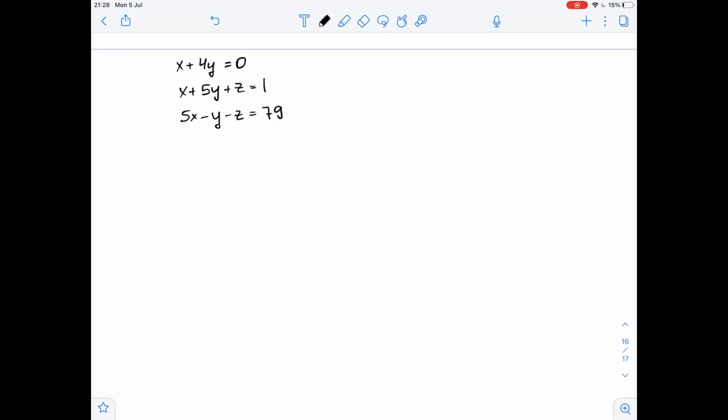So we need to solve the system of equations using matrices, and we need to use the Gaussian elimination method with back substitution. So the system can be written in its matrix form, which is x, y, z, the coefficients and constants.